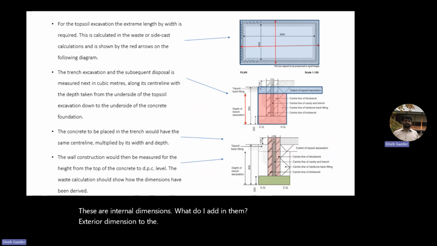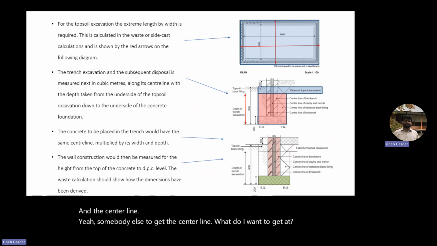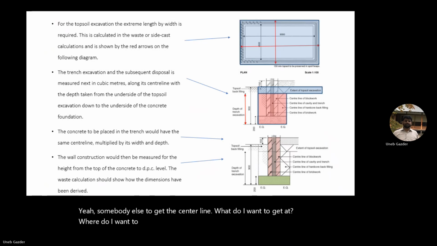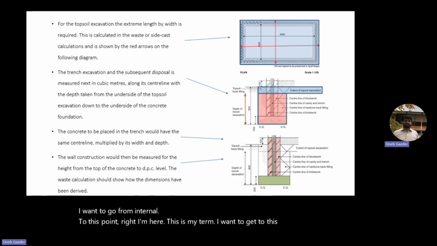And the center line? Yeah, somebody else. To get the center line, what do I want to get at? Where do I want to go? I want to go from internal to this point, right? I'm here. This is my internal. I want to get to this point. What do I add?